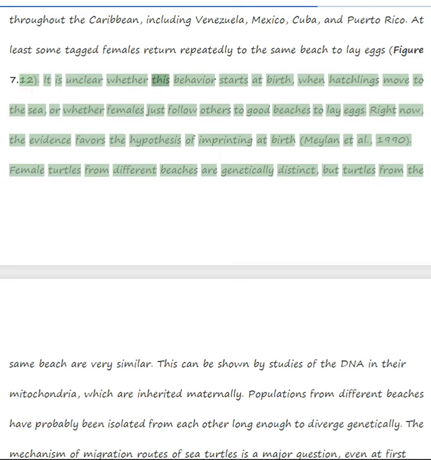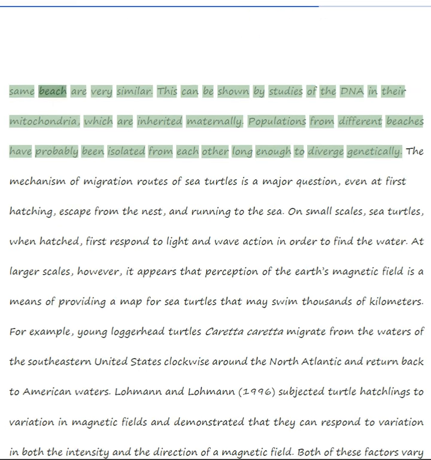It is unclear whether this behavior starts at birth, when hatchlings move to the sea, or whether females just follow others to good beaches to lay eggs. Right now, the evidence favors the hypothesis of imprinting at birth. Female turtles from different beaches are genetically distinct, but turtles from the same beach are very similar. This can be shown by studies of the DNA in their mitochondria, which are inherited maternally. Populations from different beaches have probably been isolated from each other long enough to diverge genetically.